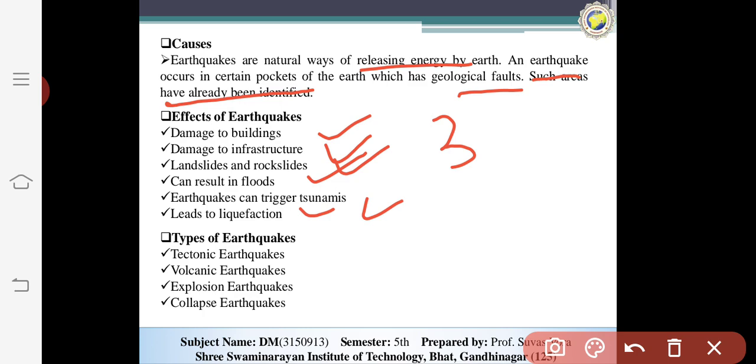Here the first one is the tectonic earthquake. The tectonic earthquake means the loose cracks and fragments of the land that refer to the tectonic plates. So these plates are capable of moving slowly and gradually, and the movement of these plates takes different forms. So this one is the tectonic earthquake.